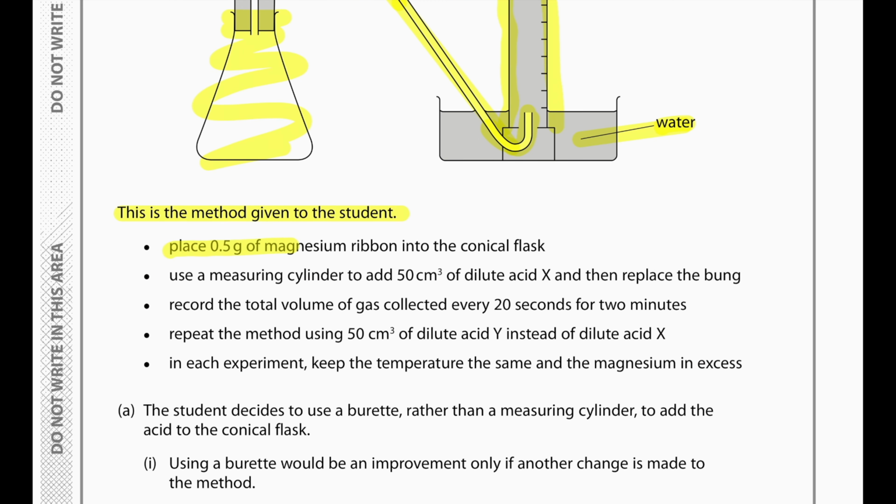Place 0.5 gram of magnesium ribbon into the conical flask. Use a measuring cylinder to add 50 cm3 of dilute acid X and then replace the bung. Record the total volume of gas collected every 20 seconds for 2 minutes. Repeat the method using 50 cm3 of dilute acid Y instead of dilute acid X. In each experiment, keep the temperature the same and the magnesium in excess.